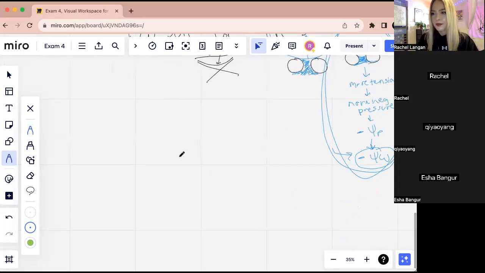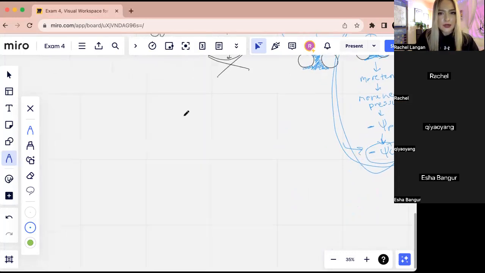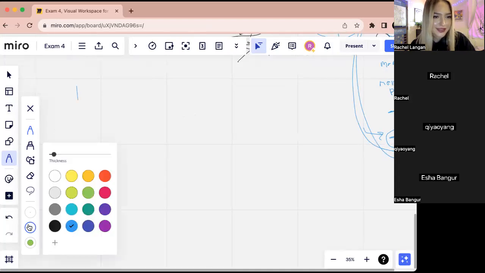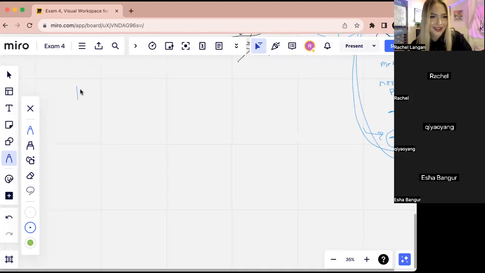Okay, next thing I want to do is just write specifically what relationships you should know about this stuff. So the first one, I want to go back to black. Okay, temperature.